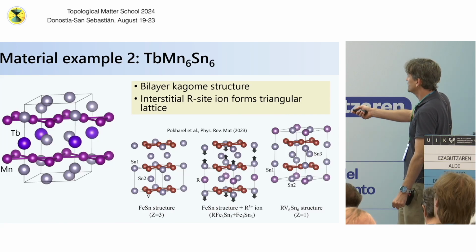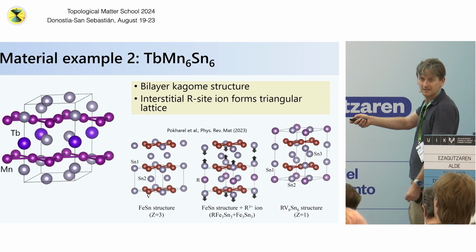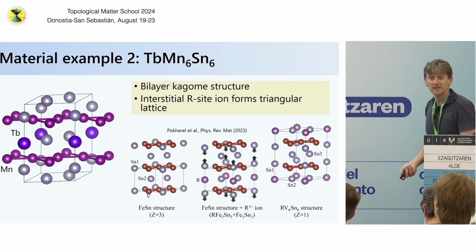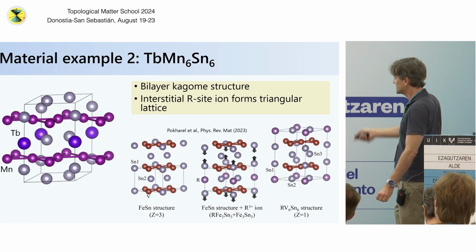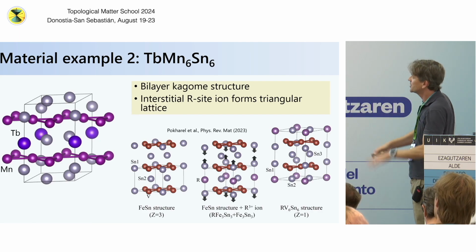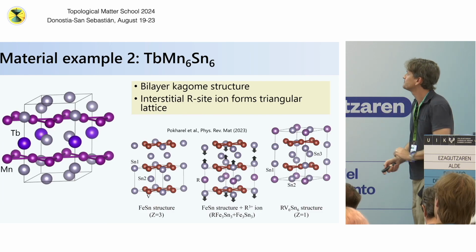Okay, and so basically what that allows you to do is then I can only insert these rare earth ions into every other layer. So then that gives me this structure here, which is this bilayer Kagome lattice structure, and this is the so-called 1-6-6 structure. It's some way to think about it. It's basically a derivative of the iron-tin structure, but adding in these lanthanide moments.